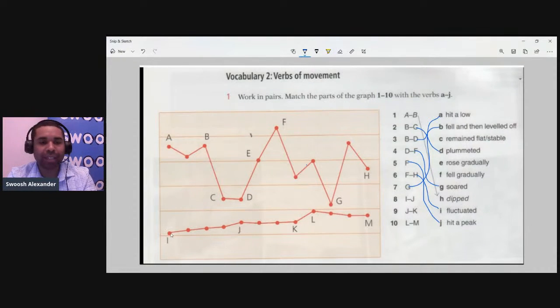Okay, so now we're looking at the second line, and we can see that this second line is much less dramatic than the first one. There are fewer increases, fewer decreases. It's more stable overall. So the language we use should reflect that. So between I to J, we can see that there was a gradual increase. It wasn't much of an increase, but it was an increase. And so we can go with E. It rose gradually.